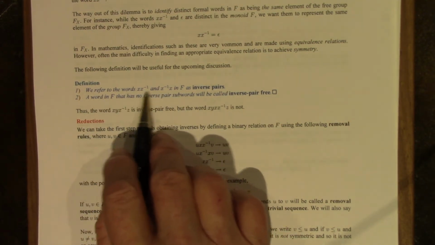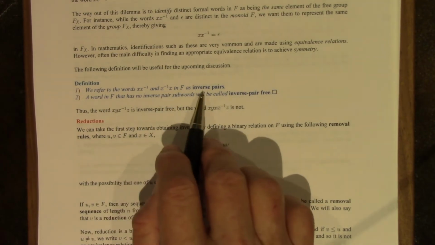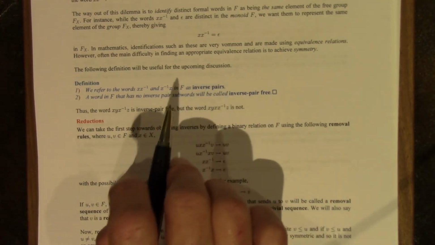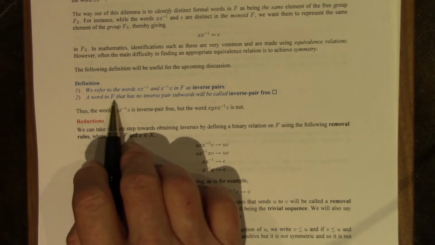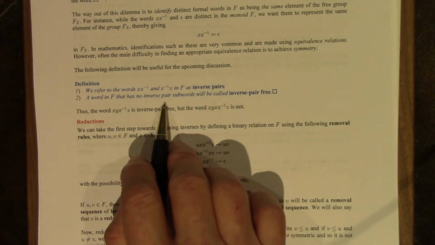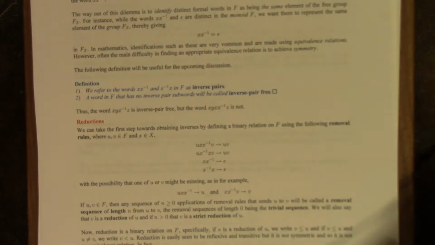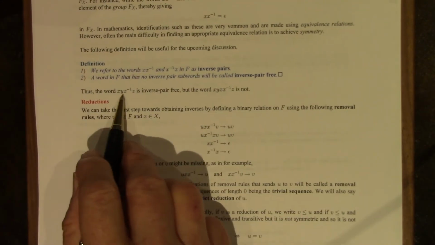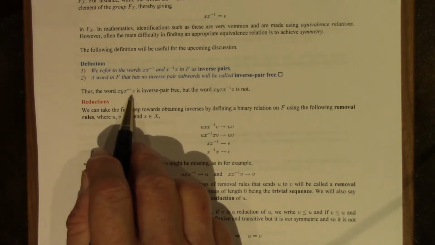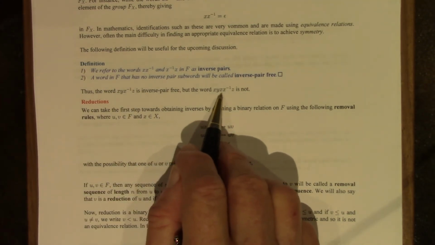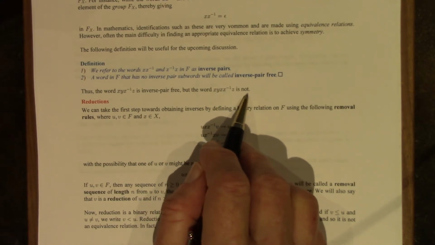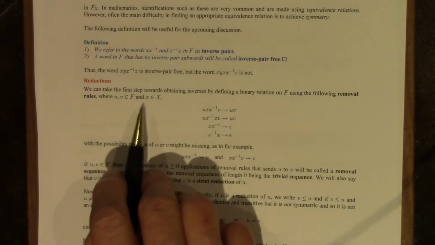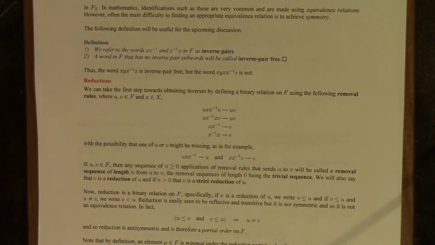We'll refer to these two words, x x inverse and x inverse x, as inverse pairs. And a word in F, the monoid F, that has no inverse pair subwords we'll call inverse pair free. So this word, x y x inverse z, is inverse pair free, but this word, x y x x inverse z, is not inverse pair free.